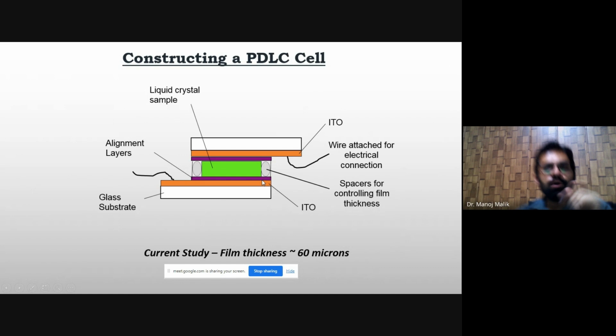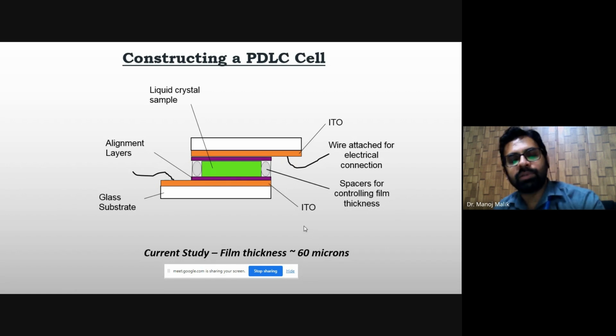And how do we manufacture that? We have this common solvent, the green color, for example, with the polymer and the liquid crystal mixture. It is poured on the glass plate, and the thickness is controlled by the spacers on the edges of this assembly. These spacers give us the freedom to decide the thickness of the film. In this present study, we have used 60 micron PET spacers to get PDLC composite films of 60 microns thickness.